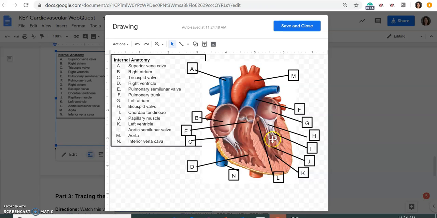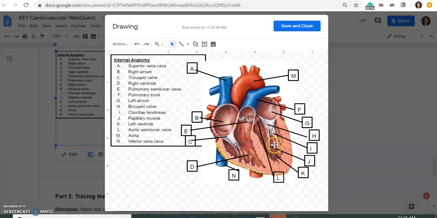And then separating these two cavities, this is the bicuspid valve. So bi because there's 2 attachments down here. These white string things, those are called the chordae tendineae, and they're attached to the base of the heart by the papillary muscles, which are right here.